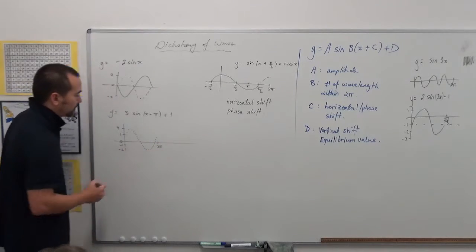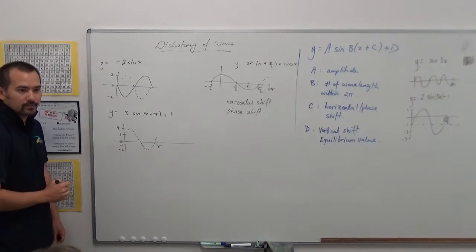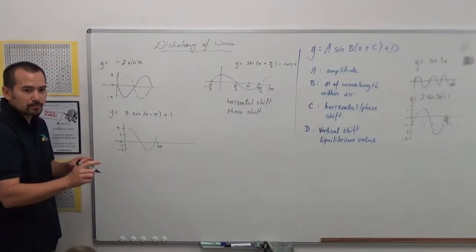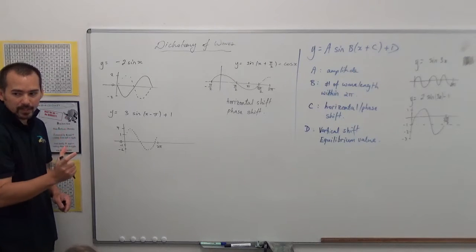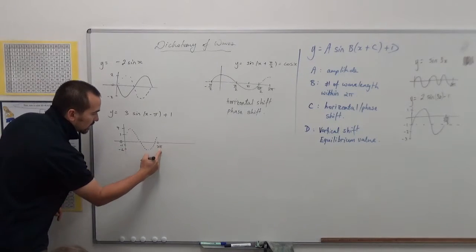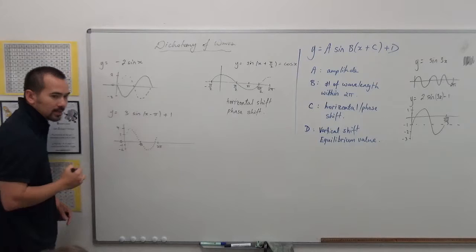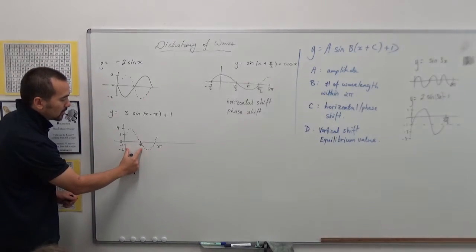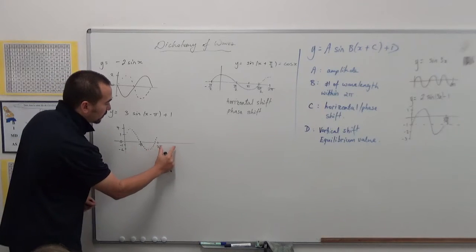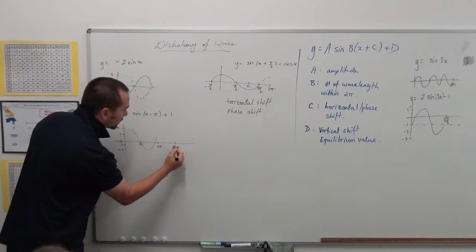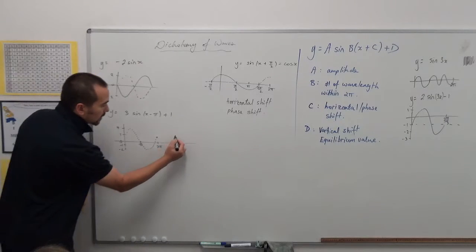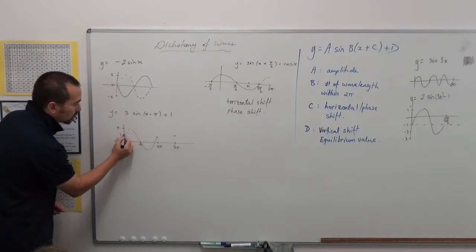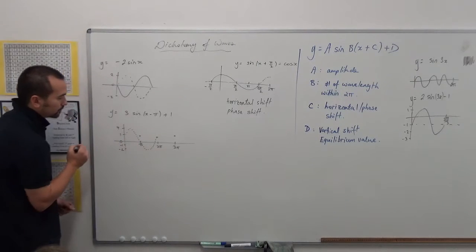That's 2 pi there. I need to shift it to the right by a distance of pi. So that's 2 pi. Here's pi. I need to shift everything that much. So there's pi, 2 pi, 3 pi is here. That coordinate is now here. And this coordinate, the starting coordinate, is now here.